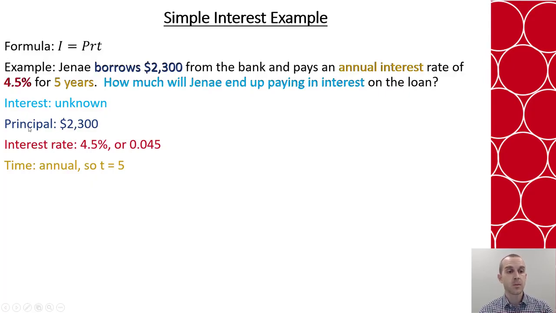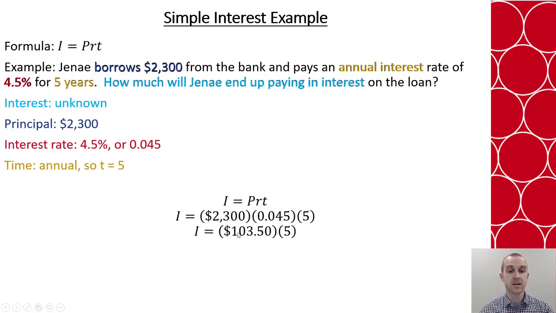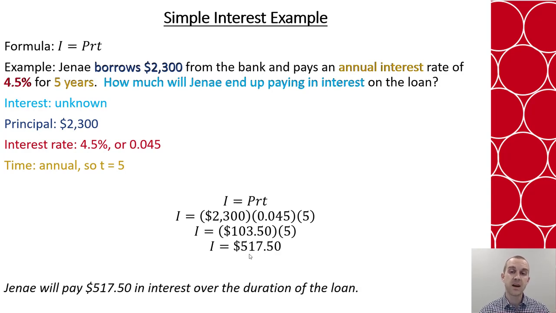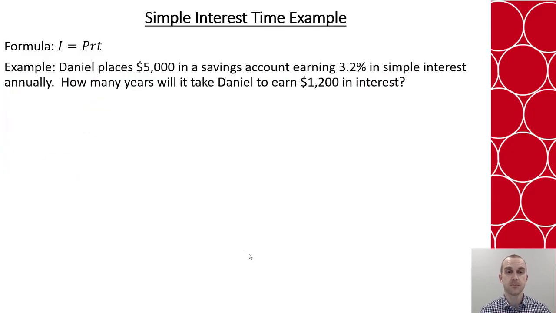With my P, my R, and my T, I can now calculate how much interest Janae will end up paying. So 2,300 times 45 thousandths times 5. Follow my order of operations and I multiply left to right. Then I have $103.50 times 5, which will be $517.50. So that means that for this loan, over the 5 years, Janae will pay $517.50 in interest for this loan.